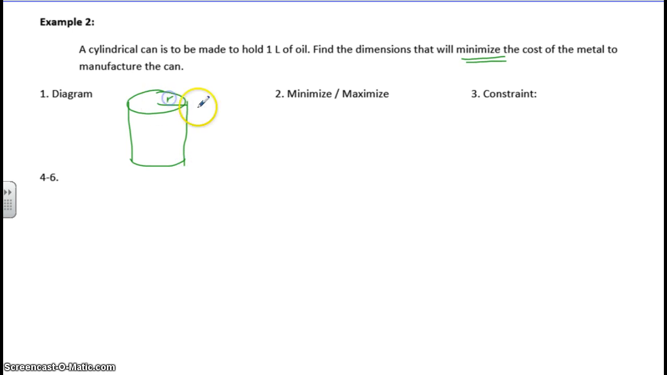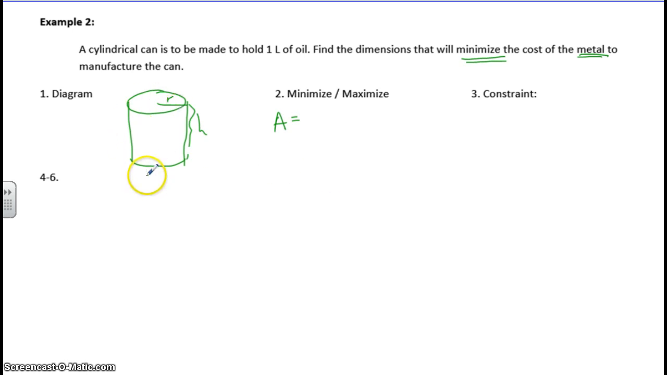It's going to be based upon a radius and a height. What is it that we're trying to minimize? We're trying to minimize the cost of the metal it takes to manufacture the can. Now, the metal part of this can is going to be equal to the surface area.